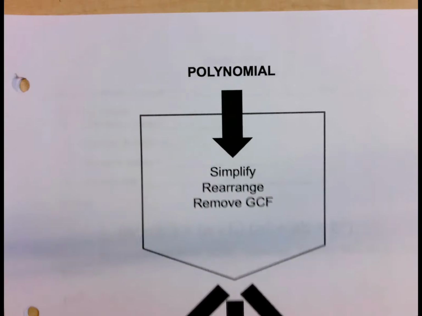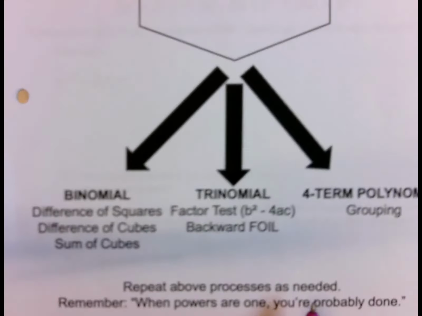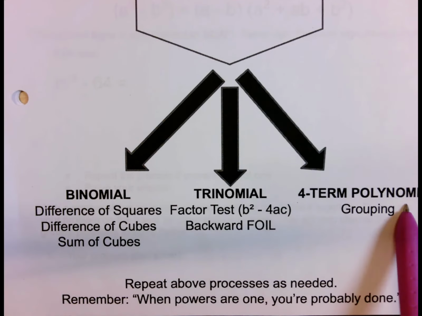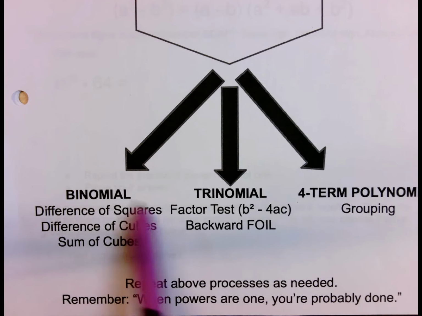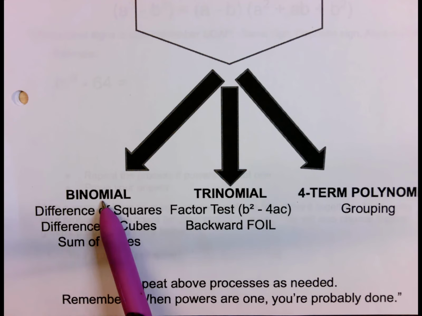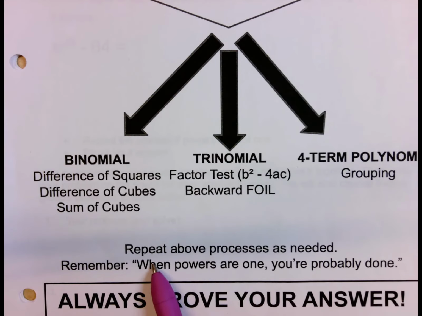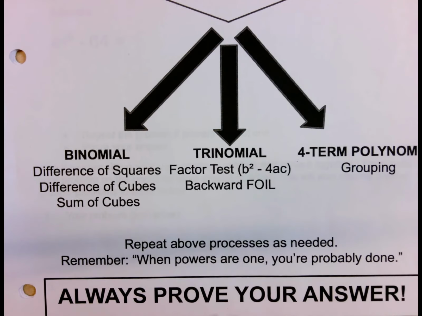All right. Then remember that what we're left with will either be a binomial, a trinomial, or a four-term polynomial. And we did difference of squares last week. It's a special type of binomial. Today we're going to move into difference of cubes, another special type of binomial. So remember, we're going to be talking about a binomial. And the last thing to remember is, you always want to repeat the processes if you need to get everything factored out, and always prove your answer.